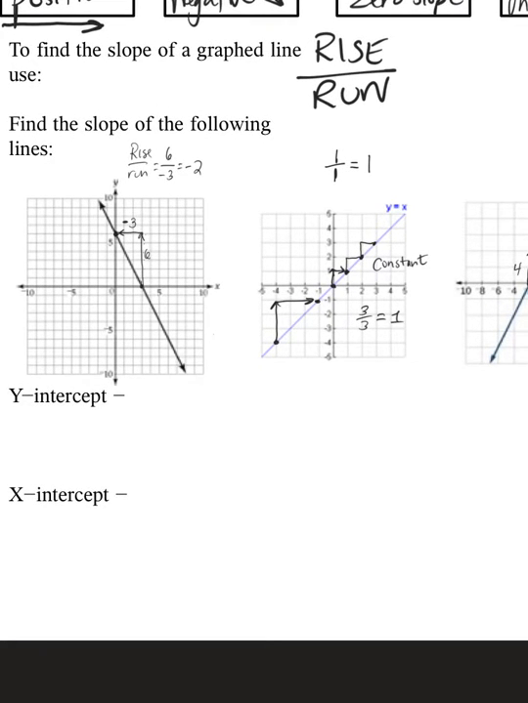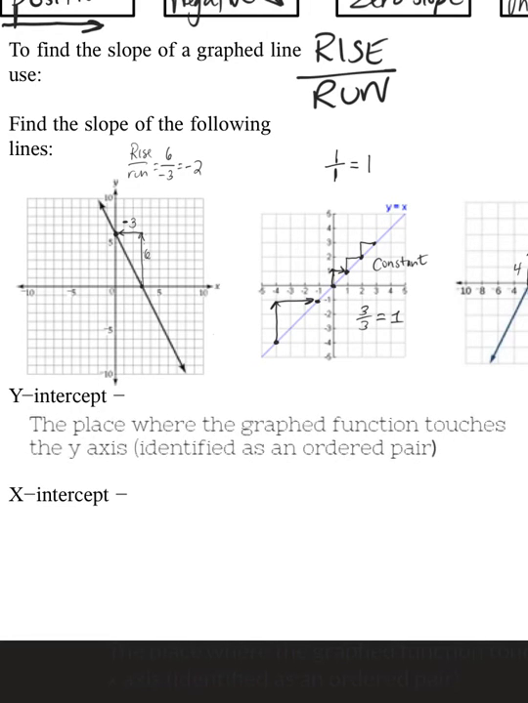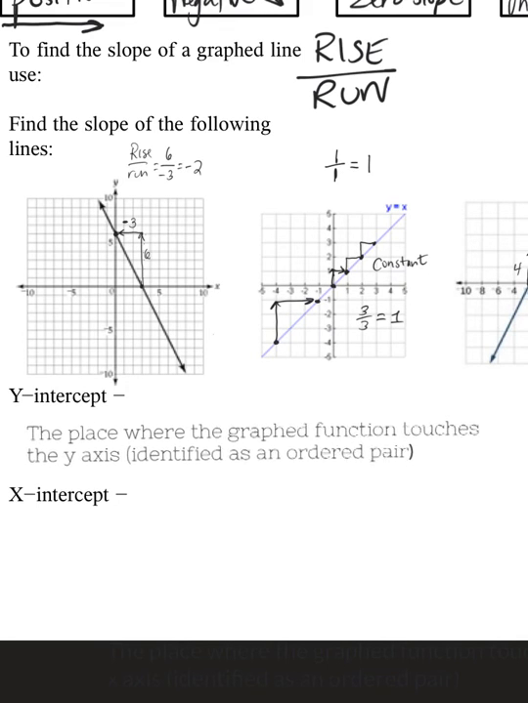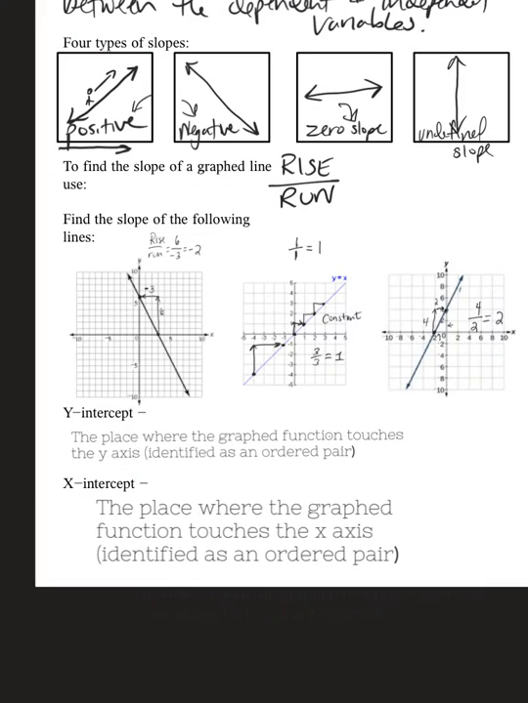The y-intercept is the place where the graph function touches the y-axis, identified as an ordered pair. The x-intercept is the place where the graph function touches the x-axis, also identified as an ordered pair.